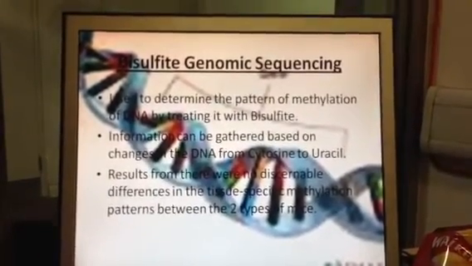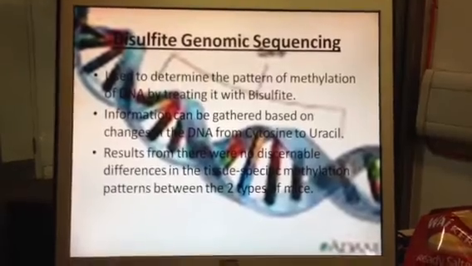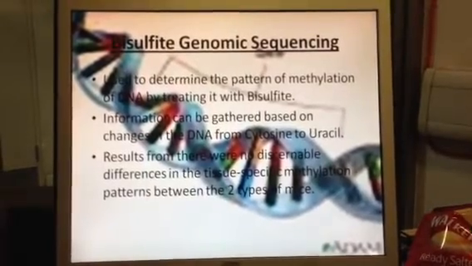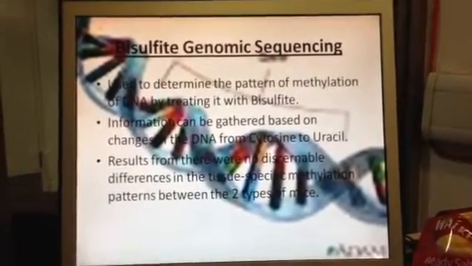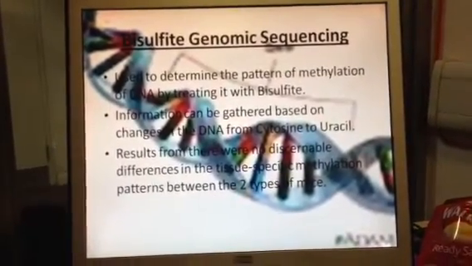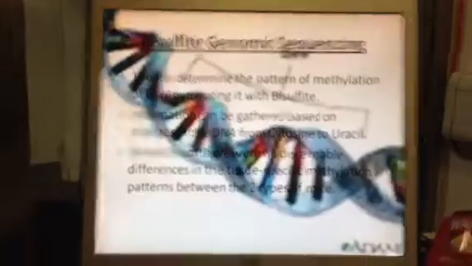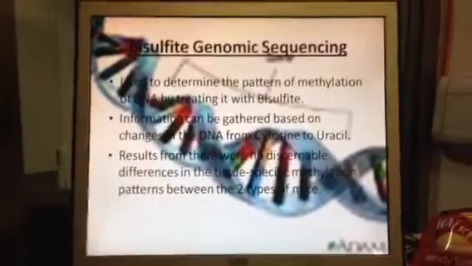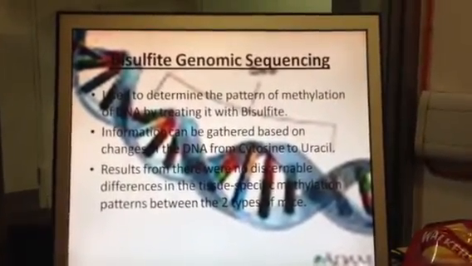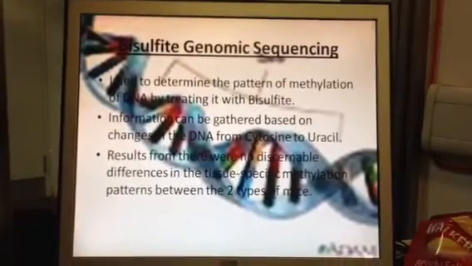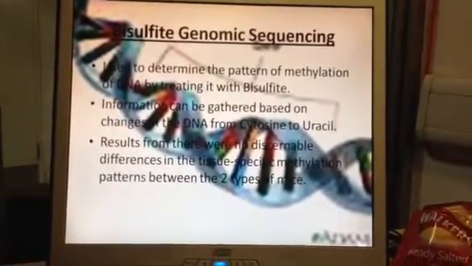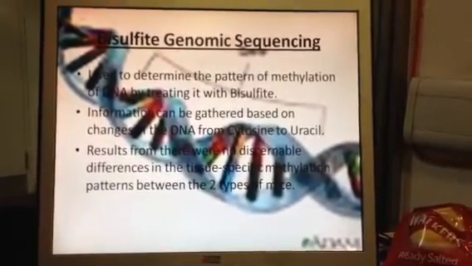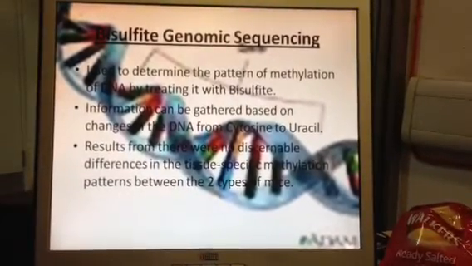Bisulfite genomic sequencing. It's used to determine the pattern of methylation of DNA by treating it with bisulfite. The treatment converts some of the cytosine residues to uracil while leaving some unaffected. And it's the reading of the changes between the cytosine and the uracil which allows scientists to determine the differences in the methylation of the DNA. The results found there were no discernible differences in the tissue-specific methylation patterns between the two types of mice tissues.